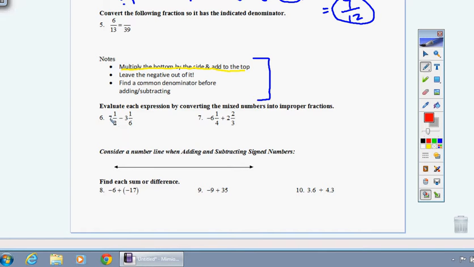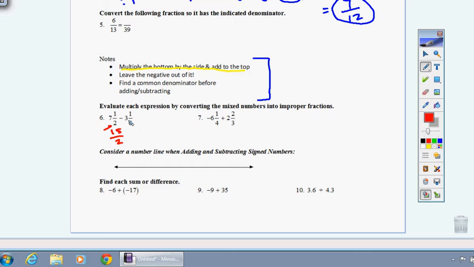2 times 7 is going to give me 14, and add that to the top. Plus 1 is 15. So now I'm going to rewrite this as 15 over 2. Always keep this the same, so the 2 stays. And that makes sense, right? 7.5 is the same as 15 over 2. So let's try converting it here.